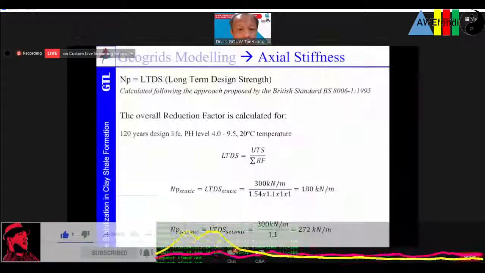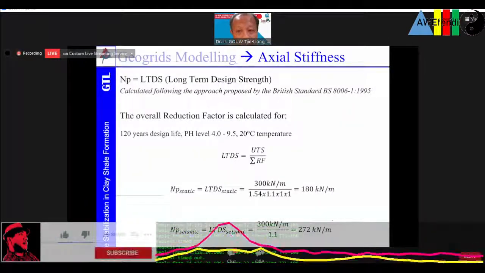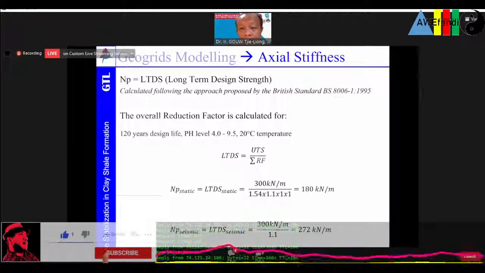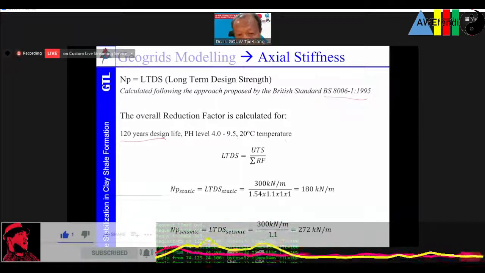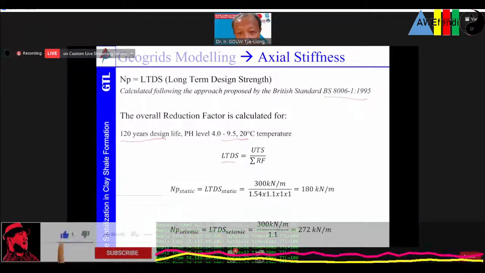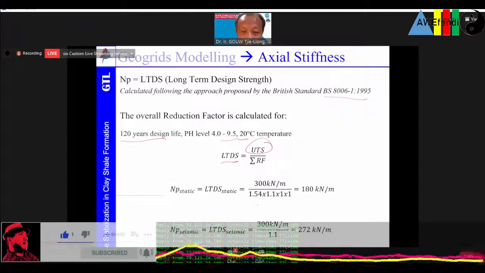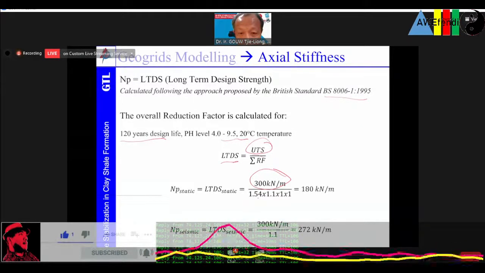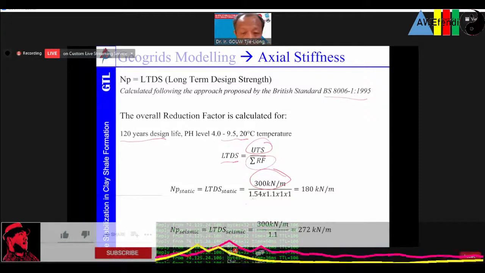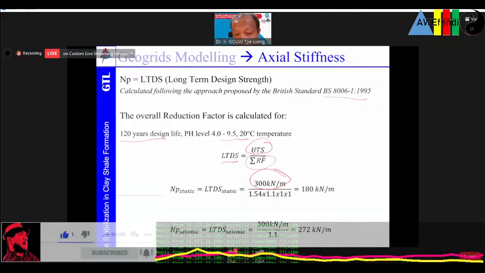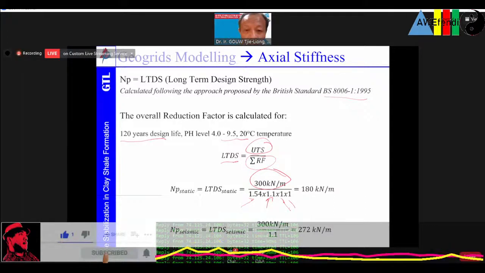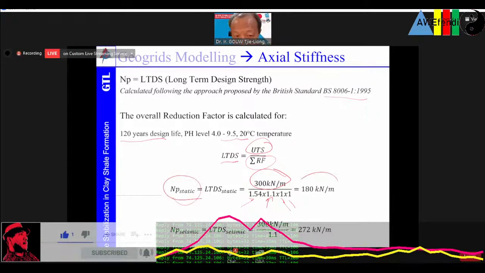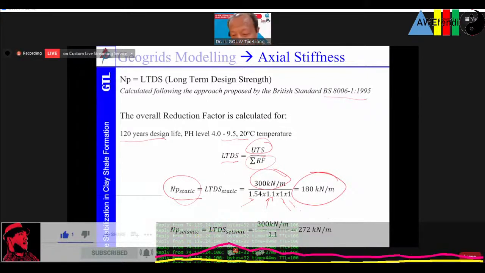The long-term design strength is calculated based on the British standard, with the overall reduction factor for 120 years life. This is the ultimate tensile strength, and then we divide by the multiplication of the reduction factors. This is the creep factor, then the damage factor 1.1 for installation damage, and the other factor we just took as 1. So under static condition, we take 180. Under seismic condition, we took 272.